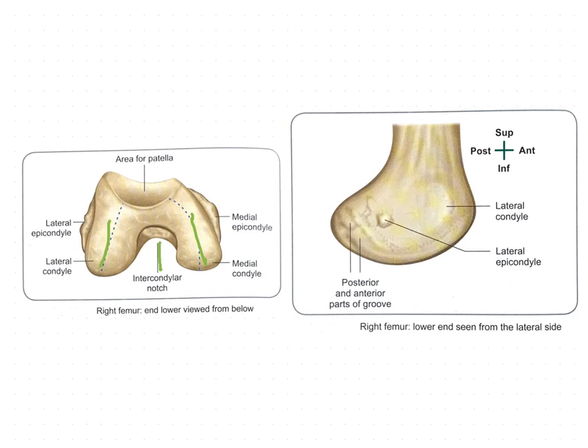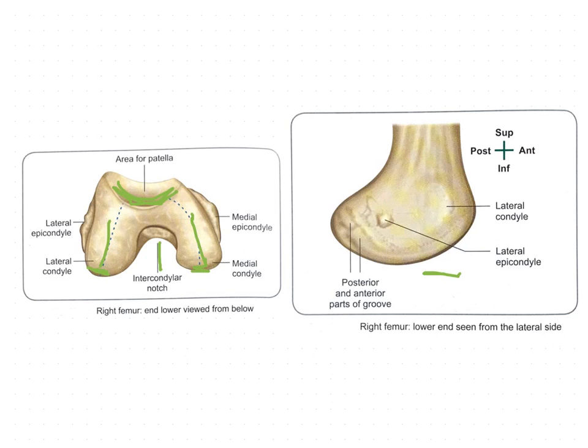Now, it has 2 articular surfaces: the patellar and tibial articular surfaces. So here you can find the area for patellar articulation and also the tibial articular surfaces. These 2 condyles will articulate with the articular surfaces of the tibia. Now we will see the lateral condyle. The lateral condyle is comparatively smaller but stronger than the medial condyle.